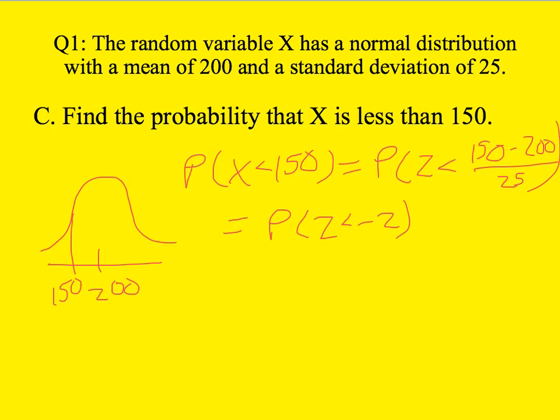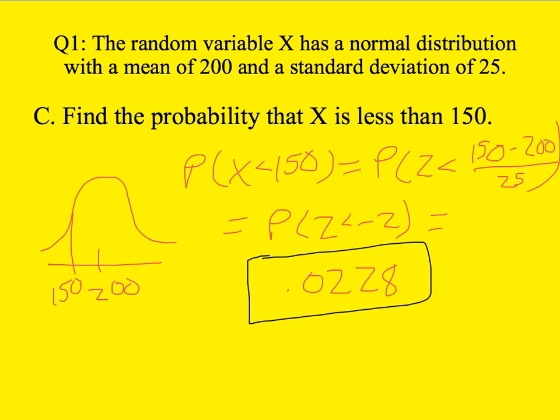If you look at your chart for a negative 2, you will see 0.0228. So this area here is equal to 0.0228, and we put a box around it. Simple enough.